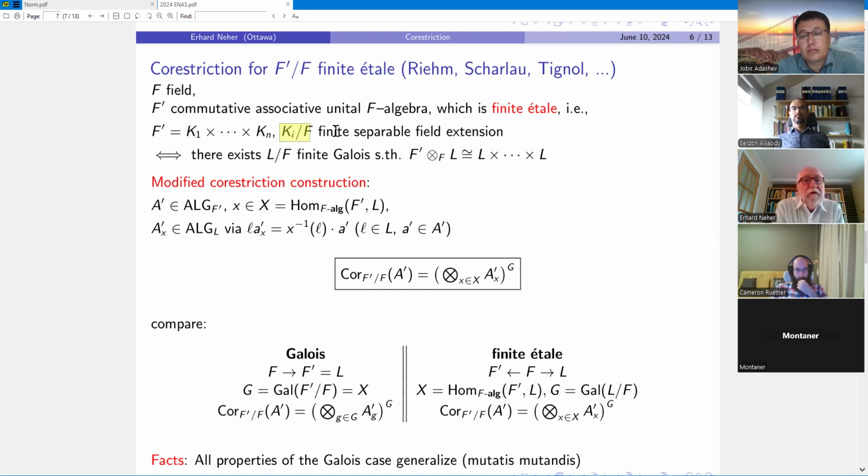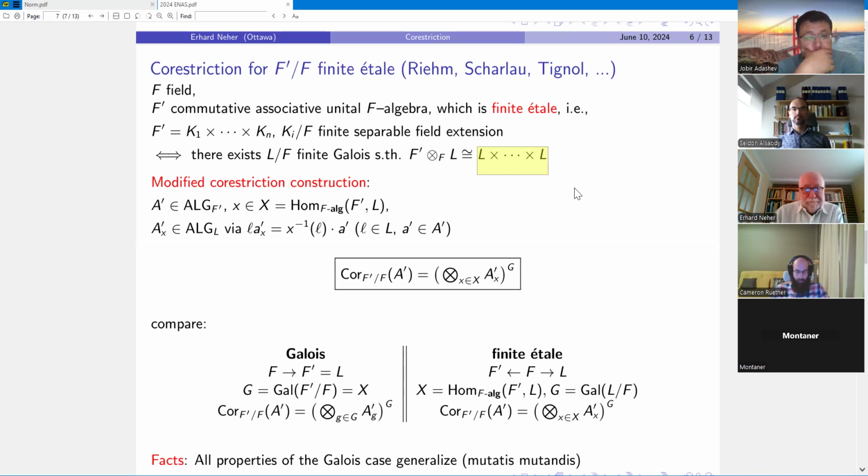There exists an equivalent definition which is more useful to my purposes, namely, there exists a finite Galois extension L over F, such that if you look at the tensor product algebra F prime over F with L, then this is just the direct product of L with itself, enough factors, namely just the dimension. The number of factors is just the dimension of F prime over F.